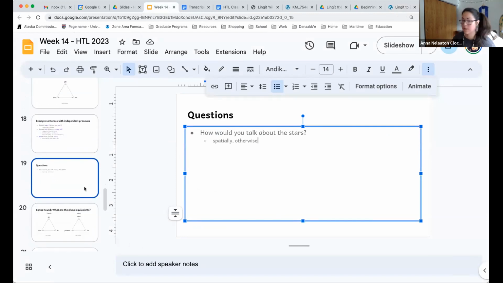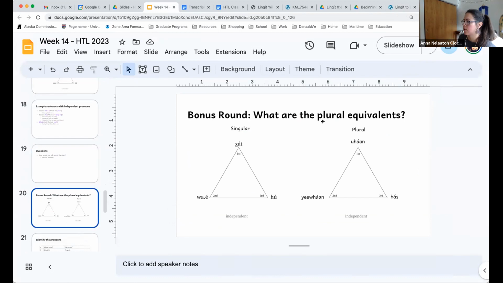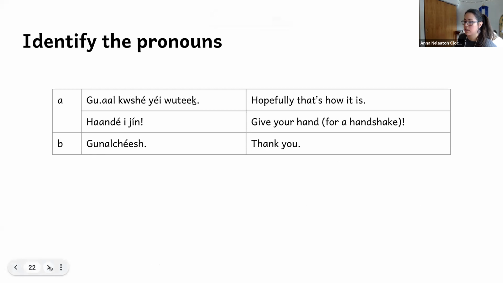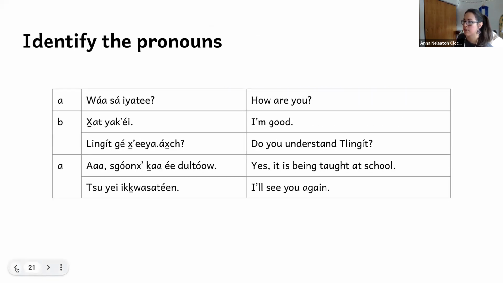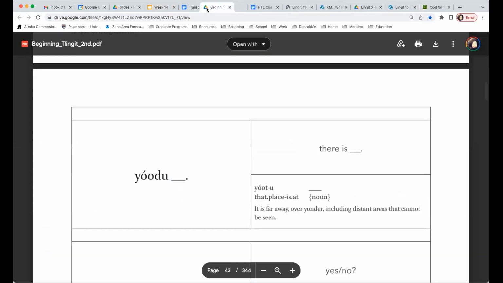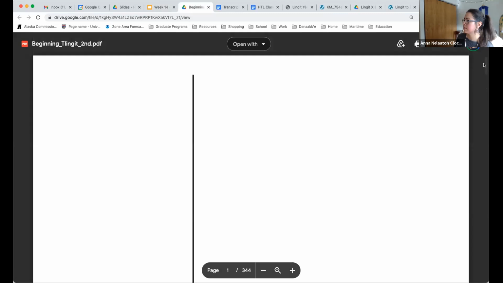Any more questions? We'll talk later on about the plural equivalents, just to keep it simple. But if you want more information on them, you can find them in the Kayaaní on page 47. But for now, what I want to do is start to pick out the pronouns in our dialogue. So I'm going to show you where this dialogue is in the workbook. And then we'll do a little activity with them.